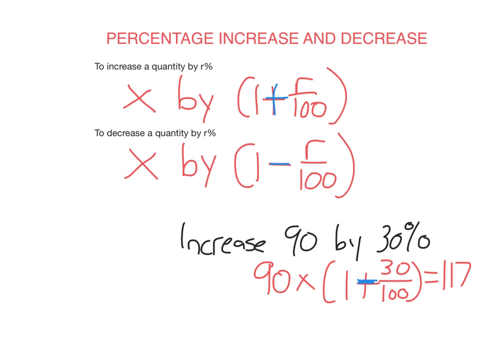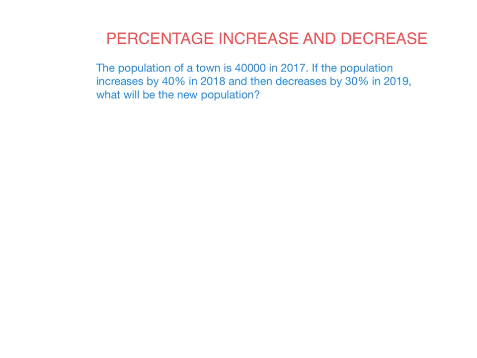So I just have to explain repeated percentage changes, but they're so straightforward if you get this. So again, copy this down if you need. So we now look at this question here.